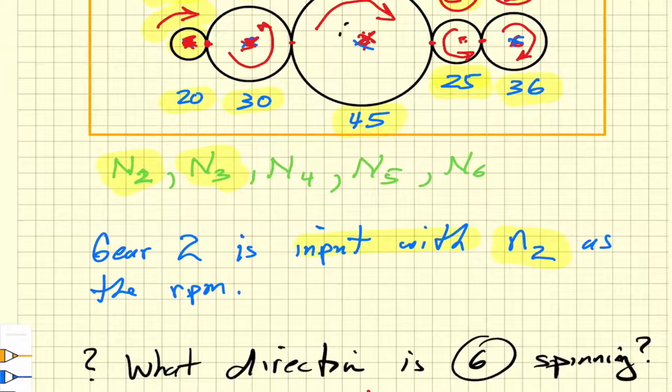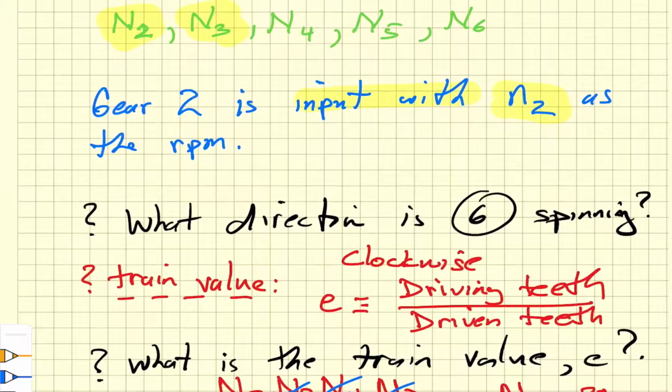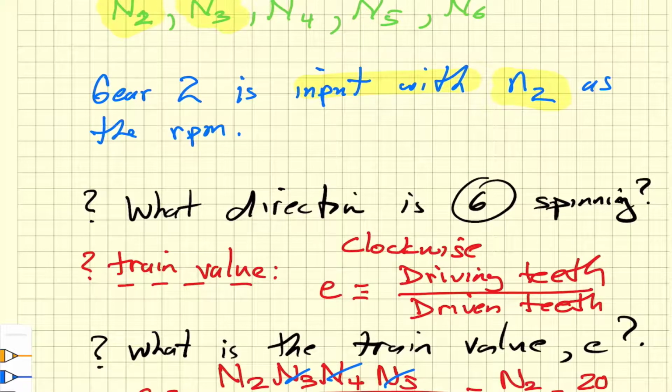In fact, in this particular problem, the train value is just going to be N2 over N6, and that is just equal to 20 teeth on gear 2 divided by 36 teeth on gear 6. And so the train value is just going to be equal to 0.556. And so the speed ratio is going to be given by N6 is equal to the train value times N2, which is the input. You could just call this N out is equal to e times N in. And so if N in is 350 RPM, N out is going to be equal to 198 RPM.